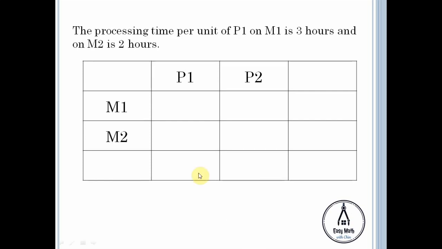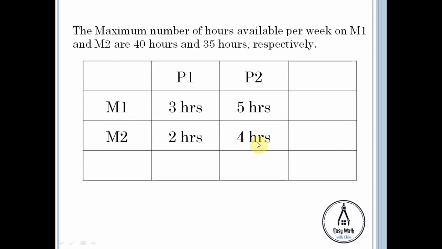The processing time per unit of P1 on M1 is 3 hours and on M2 is 2 hours. The processing time per unit of P2 on M1 is 5 hours and on M2 4 hours. The maximum number of hours available per week on M1 and M2 are 40 hours and 35 hours respectively. So in the next column, let's enter the maximum number of hours available per week. The maximum availability on M1 is 40 hours and on M2 is 35 hours.